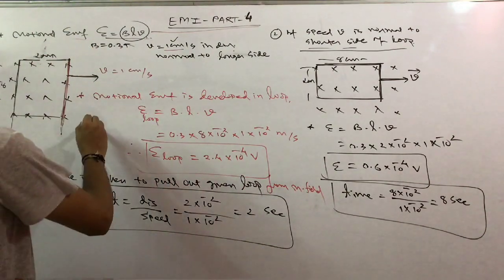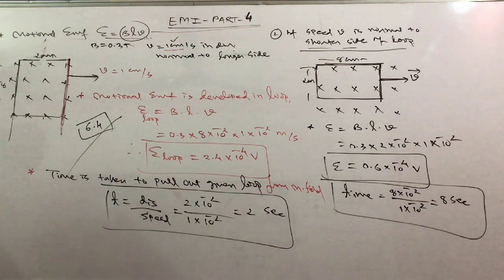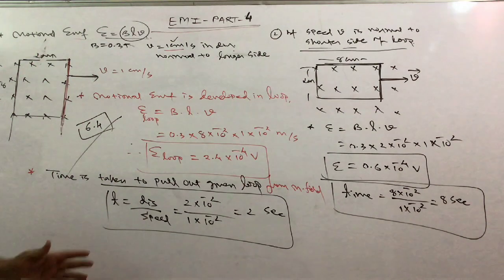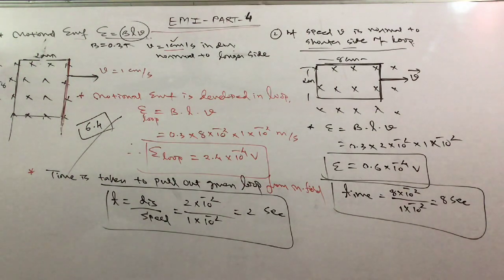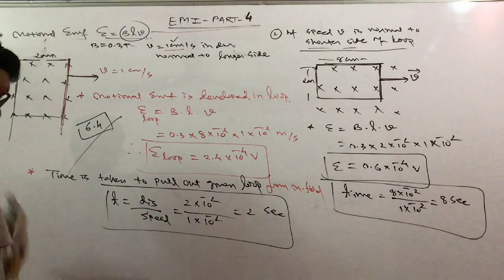This is your unsolved number 6.4. Check it, unsolved number 6.4. Analyze friends, important for 3 marks. Okay, so this is a very interesting number 6.4. So we have discussed 6.5, 6.6.